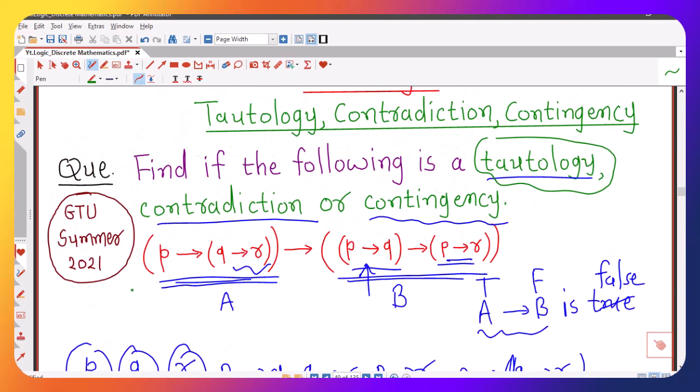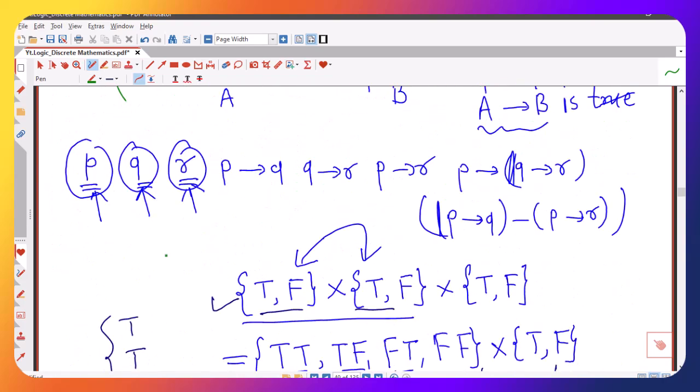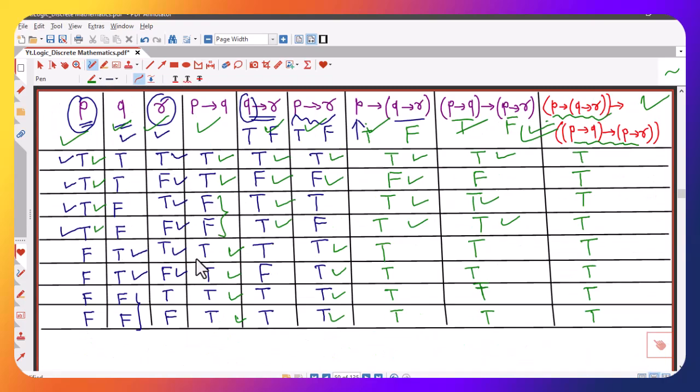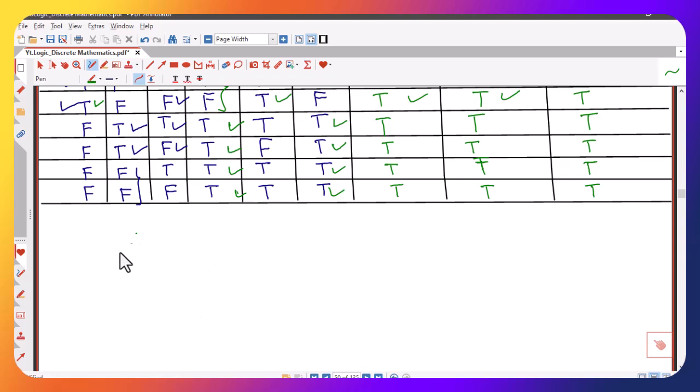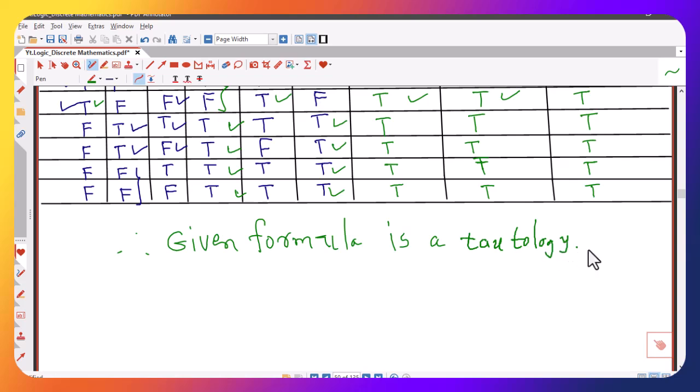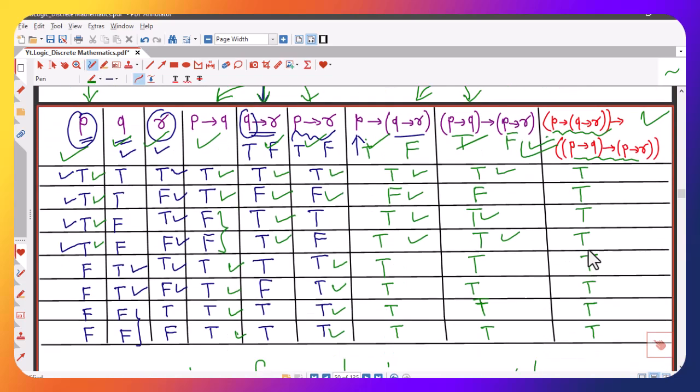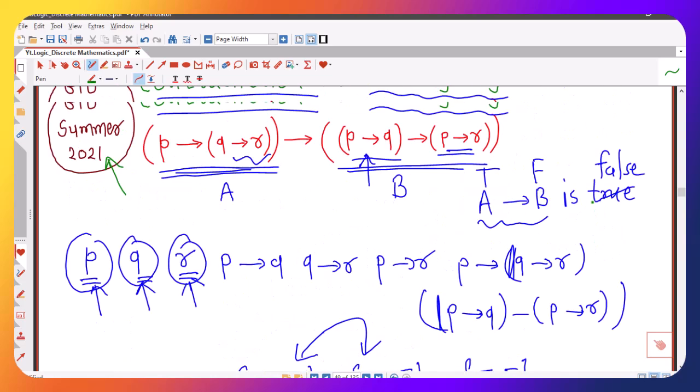And this question was asked in the GTU Summer 2021 exam. So finally, instead of writing the whole formula, we can simply write that the given formula is a tautology because all the values in the column corresponding to this formula have truth value T, or this statement formula is always true and hence it is a tautology.